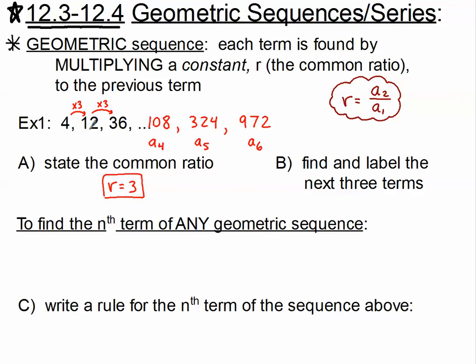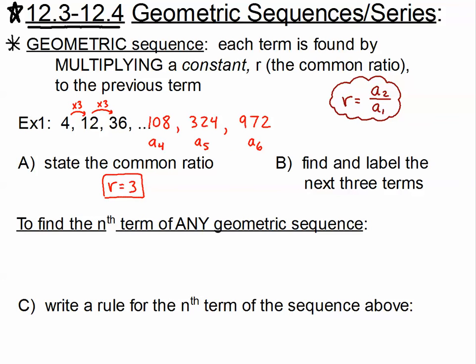I could take the second term and divide by the first term: 12 divided by 4 is 3. I could take 108 divided by 36 and I'd get 3. I could take 972 divided by 324 and get 3. So any two consecutive terms divided backwards would give the value of r.